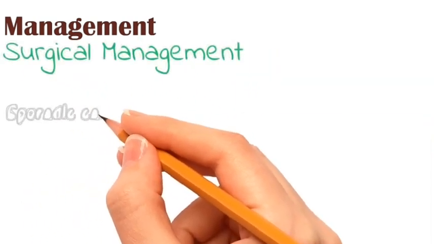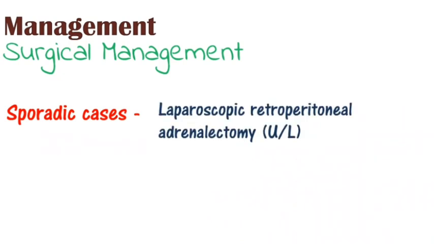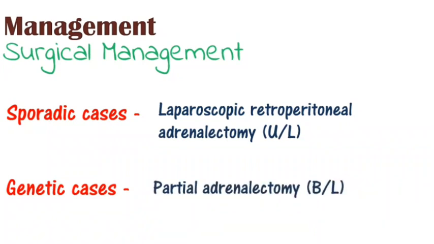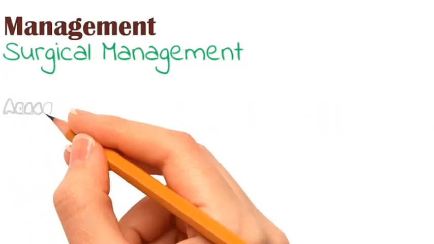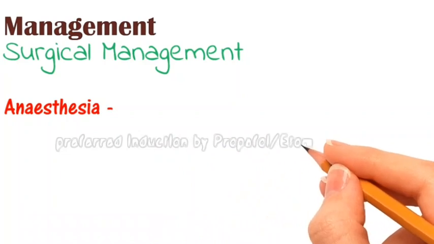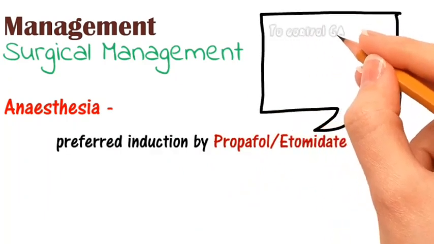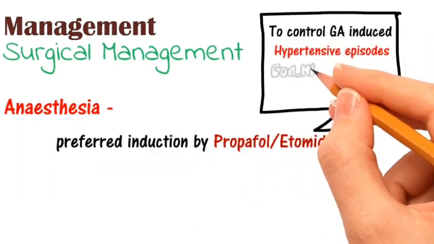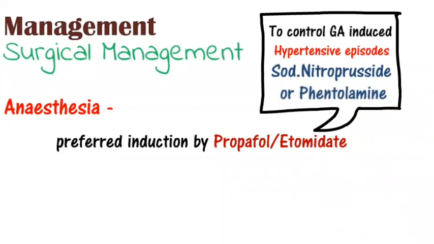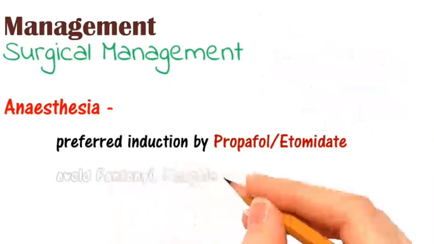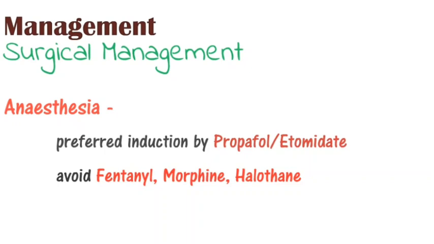In surgical management for sporadic cases, unilateral laparoscopic retroperitoneal adrenalectomy is done. In genetic cases, bilateral partial adrenalectomy is done. The preferred anesthetic for induction is propofol and etomidate. To control GA-induced hypertensive episodes, sodium nitroprusside or phentolamine is used. Avoid fentanyl, morphine and halothane.